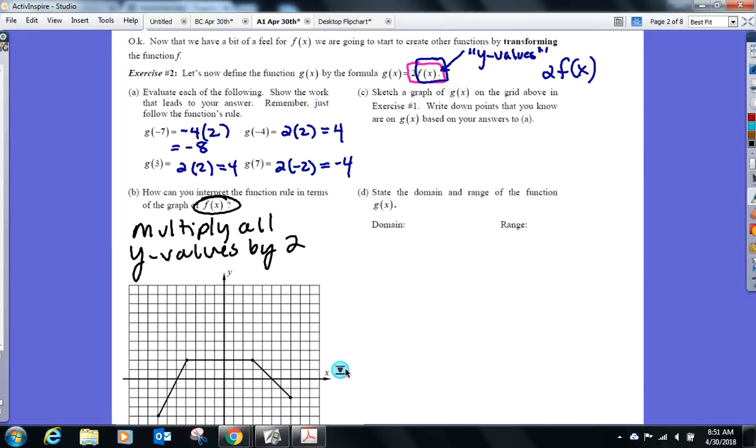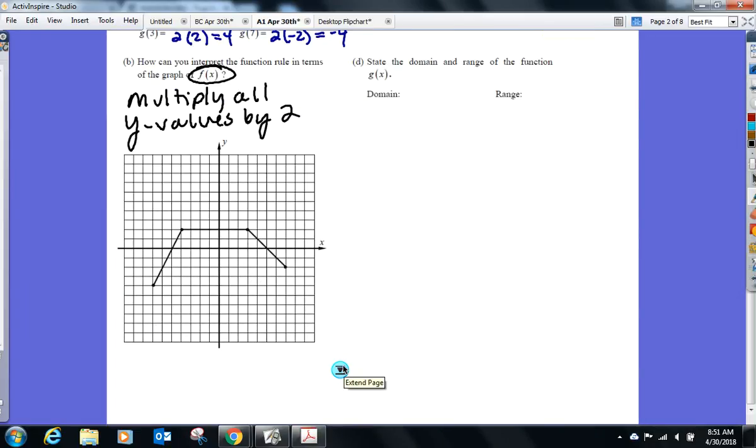Okay, I'll walk around. Let me see you graph g of x on that same graph. You guys have some points already from before. You got -7, -8. You got 3, 4. You got -4, 4. And you got 7, -4. And then you can start taking all the other points and multiplying their y values by 2. Let's see if our graphs match.